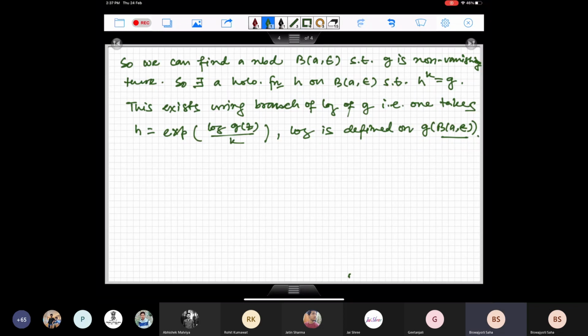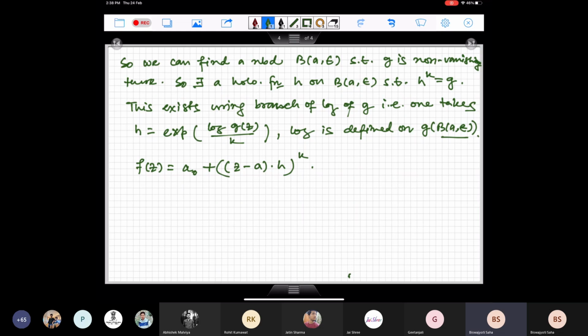Okay, so why did I take the kth root? Because then I can write f(z) equal to a naught plus, since I already had (z minus a) to the power k over there, (z minus a) times h, the whole to the power k. Okay, so this is how I can write it. All good.